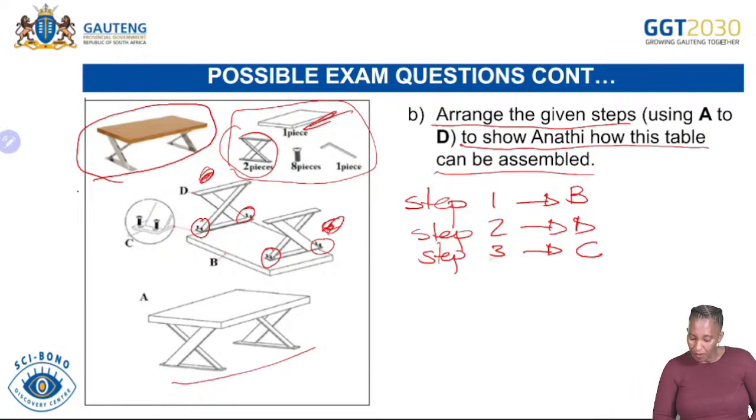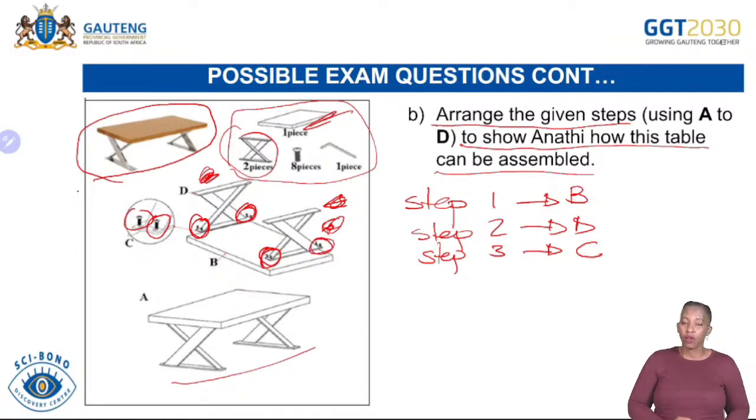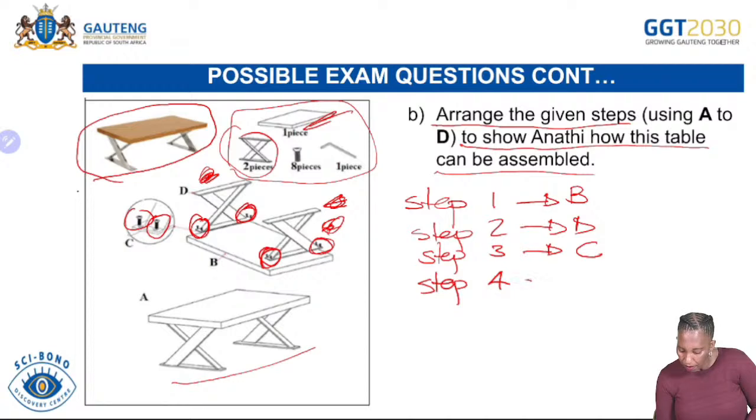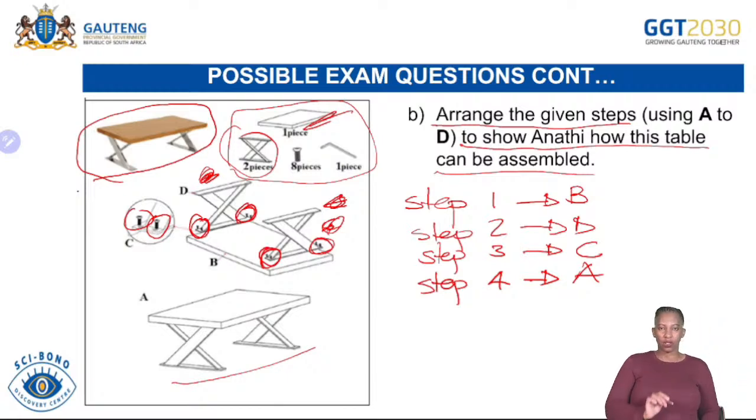So then step number 3, you have placed, in step number 2, you have placed these 2 pieces, which are the legs. You have placed them at the correct spot, and now you use the screws to screw the legs on the table. And then the last one now, for me, it will be step number 4. I can relate it to A. A now, it is the desired outcome.